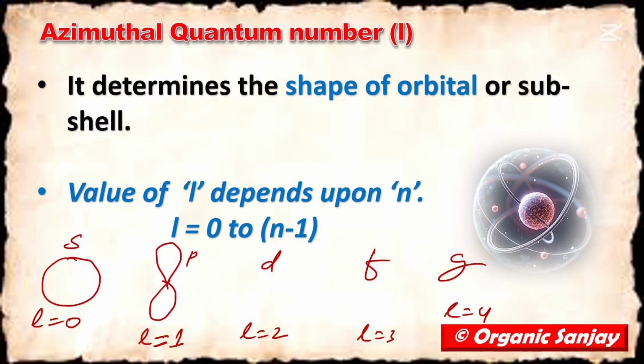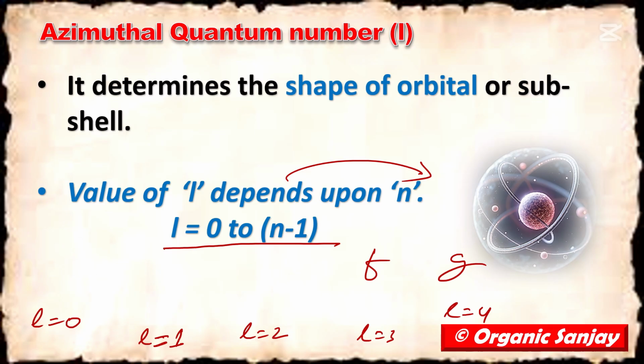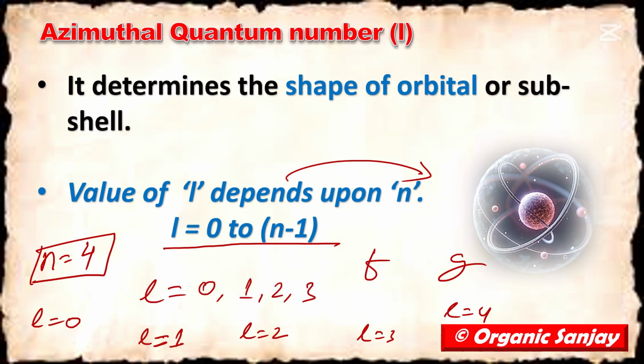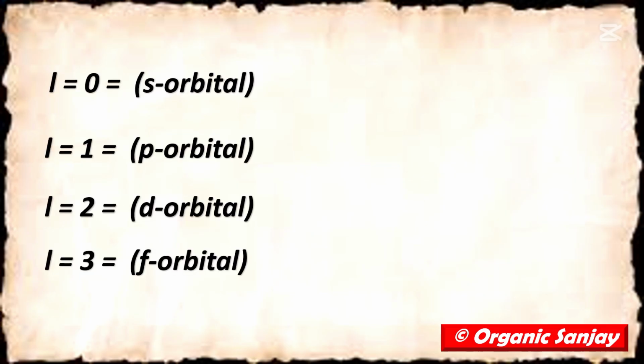One more thing, the value of L depends upon the value of n. In the next slide I will show you. The value of L ranges from 0 to n minus 1. So if the principal quantum number n is equal to 4, then the azimuthal quantum number will be 0, 1, 2, 3. In this way, the value of the azimuthal quantum number depends upon the value of the principal quantum number.